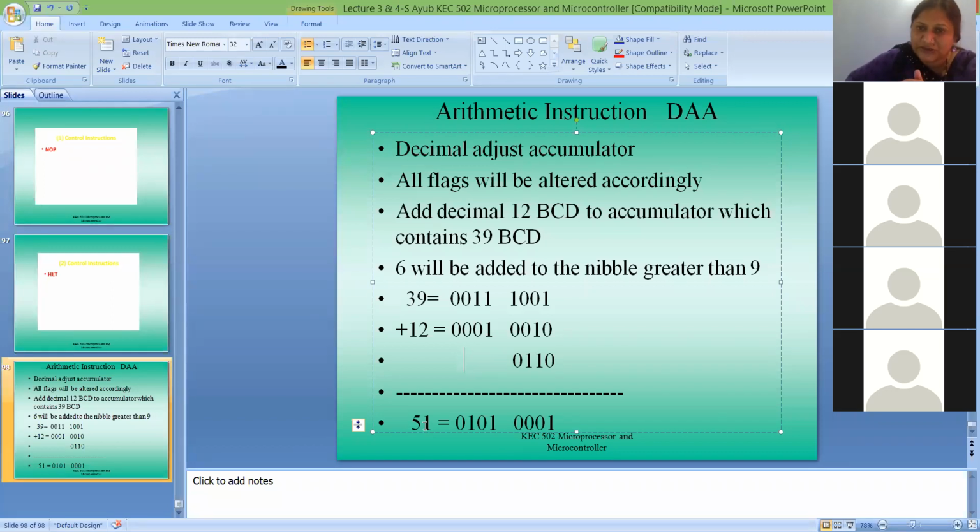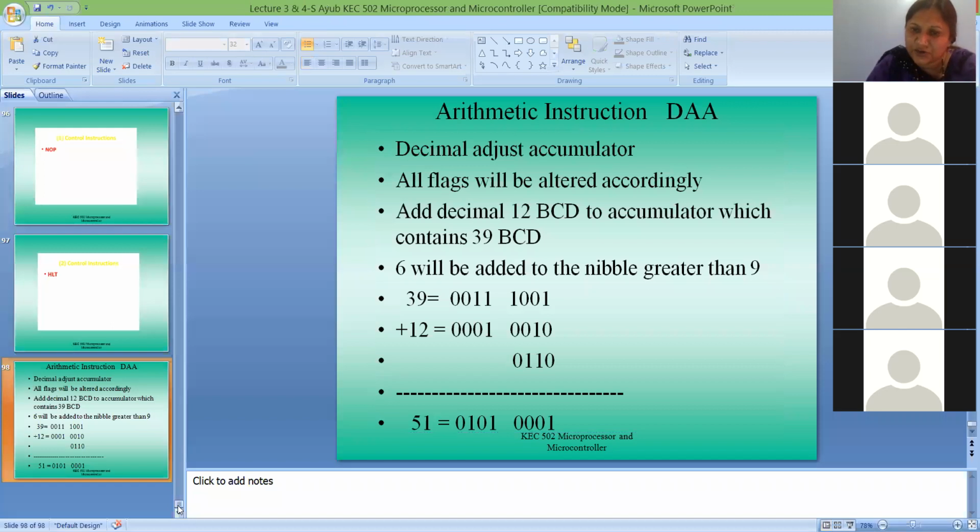So if you want to display the result of addition, if you want to make a calculator, and you are adding two numbers 39 plus 12, inside the microprocessor is working. The microprocessor is giving you the display. But if you do not write the DAA instruction, it will give you the display as 4B. But if you write the DAA instruction, it will give you the display as 51. And 4B will not be understood by a layman, but 51 will be understood by a layman. So this is the beauty of the DAA instruction. I think is it clear to you?